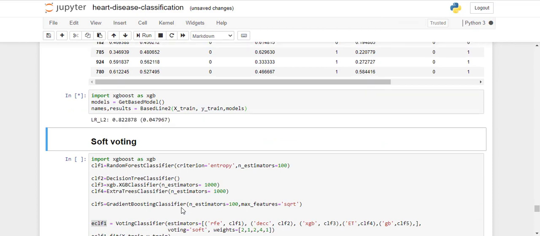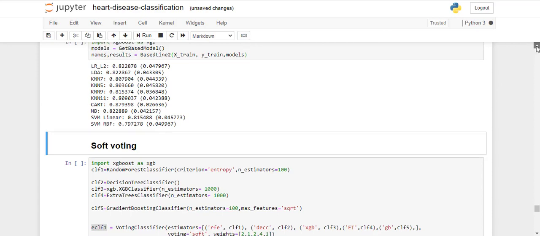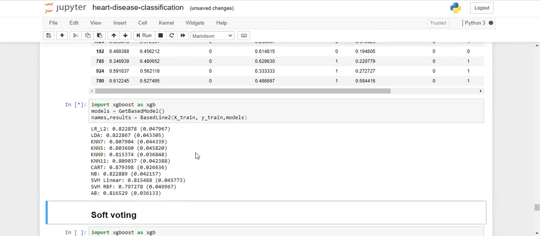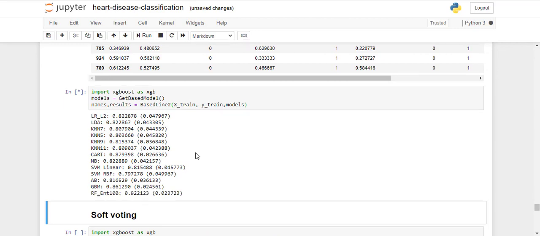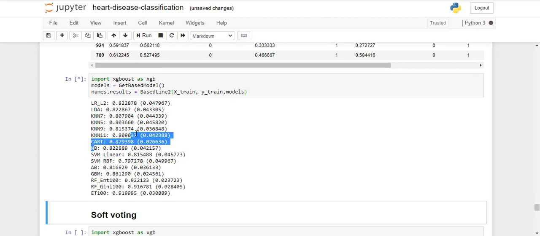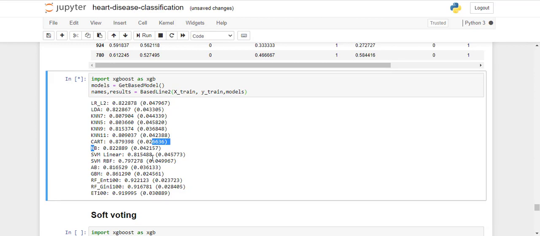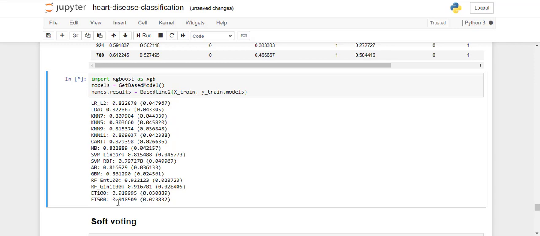We have just called that function, get base model. Let's see which algorithm will perform better now. So as we can see, CART has done a pretty good job in comparison to others. SVM did a very bad job. GBM did a good job, 86%. RF entropy again did well, 92%. This time ET 100 also did well, 91.9, better than 500.